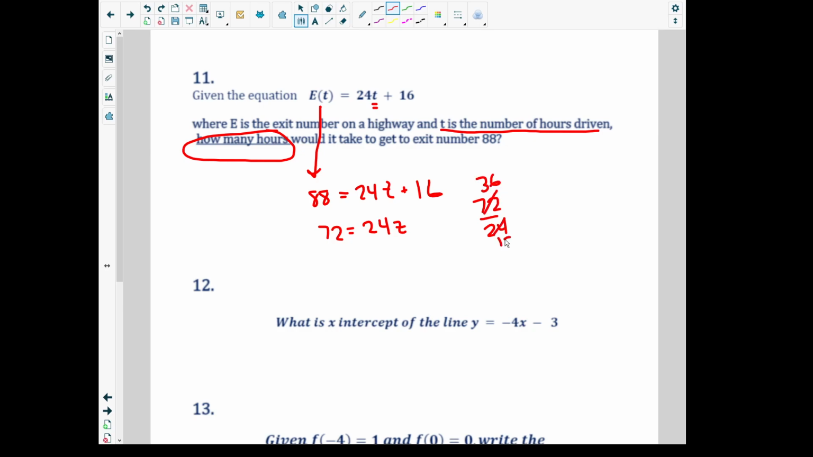2 goes in there 12 times. Oh, yeah, there you go. It goes in 3 times. See that? So by reducing here, it made my life a little bit easier. But you could have just realized that 24 times 3 is 72. So anyway, T equals 3. Okay, just 24. I'm dividing both sides by 24, basically.